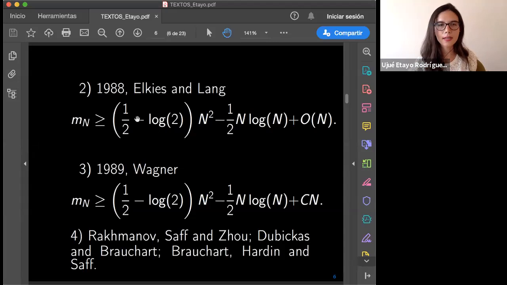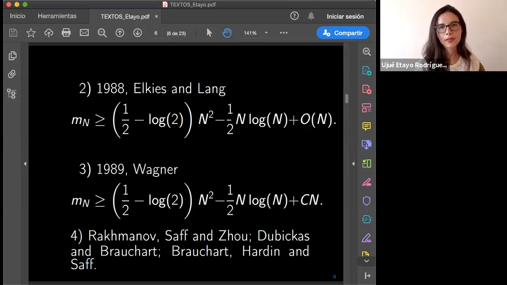And using this technique, we don't have an equality, we have a lower bound for the minimal logarithmic energy, and we can give this second term. So the first term, we know it since '23, and here we have the second term that is -1/2 n logarithm of n. And then we can even say the following term is big O of n.